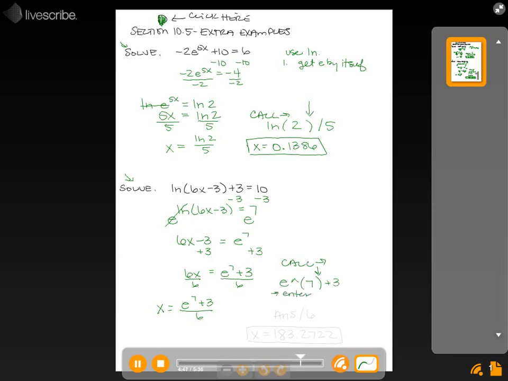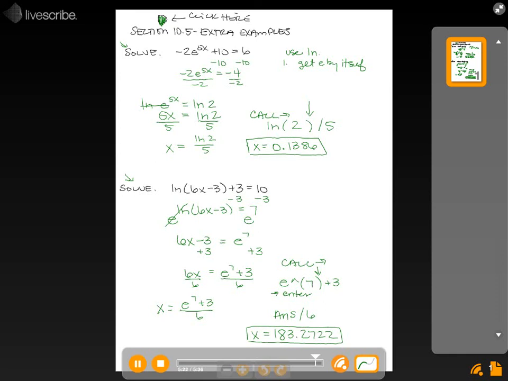We're going to do the numerator first. For our numerator, the decimal's in the calculator. It's about 1,099, something close to that, with a decimal. Then we're just going to leave that in the calculator and divide by 6. So we end up getting ANS, which stands for answer, divided by 6. That gives us a decimal of 183.2722. And there is a problem where we start with a natural log and we use base e to solve it.